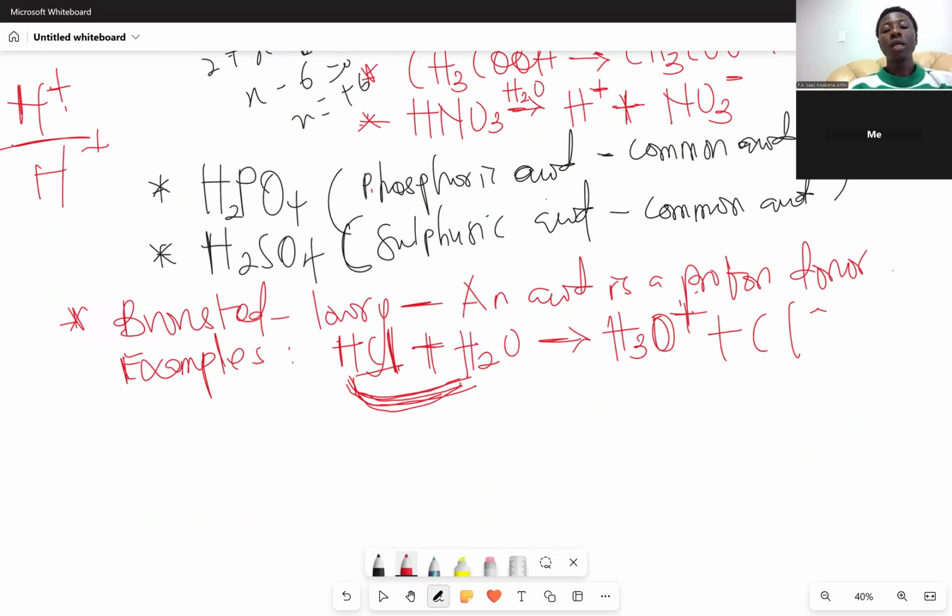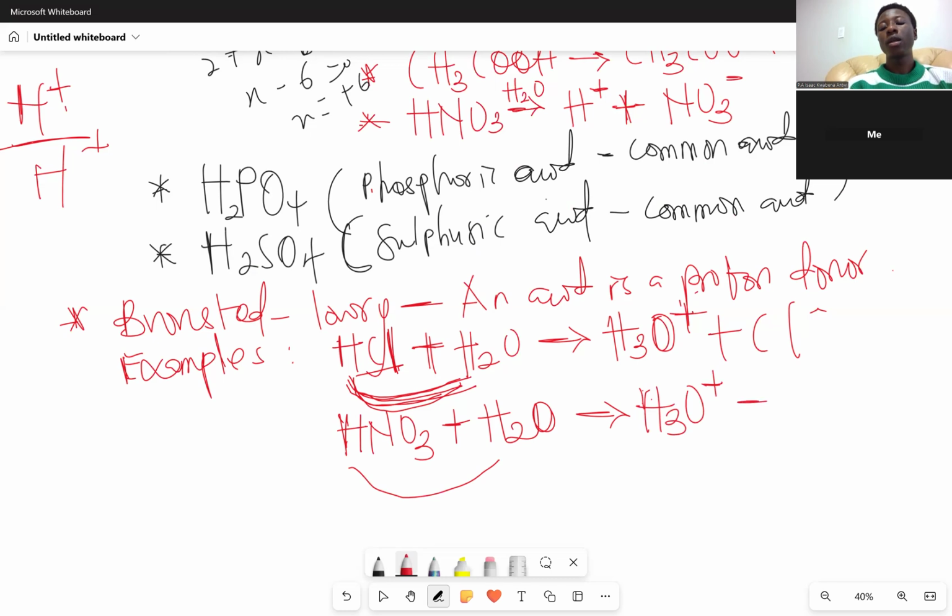So the same thing applies with nitric acid. It's also a proton donor, right? It releases the proton, which is H, to water, and what are you getting? H3O plus. So it's a proton donor. Sorry, it's supposed to be NO3 minus.